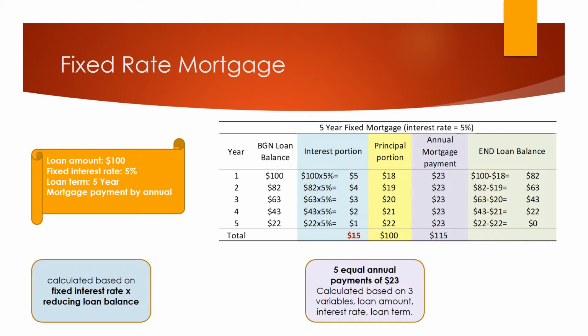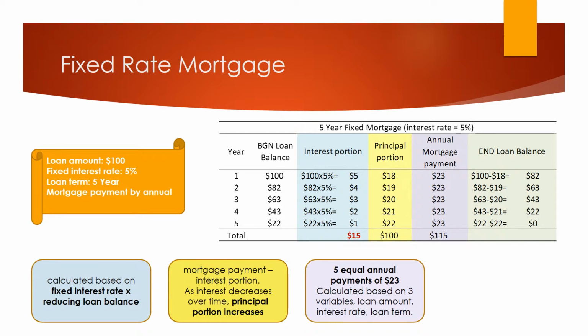The blue column shows the calculation of interest expense per year, which is simply using fixed interest rate times each year's beginning loan balance. As you can see, because loan balance decreases by year, so does the annual interest expense.